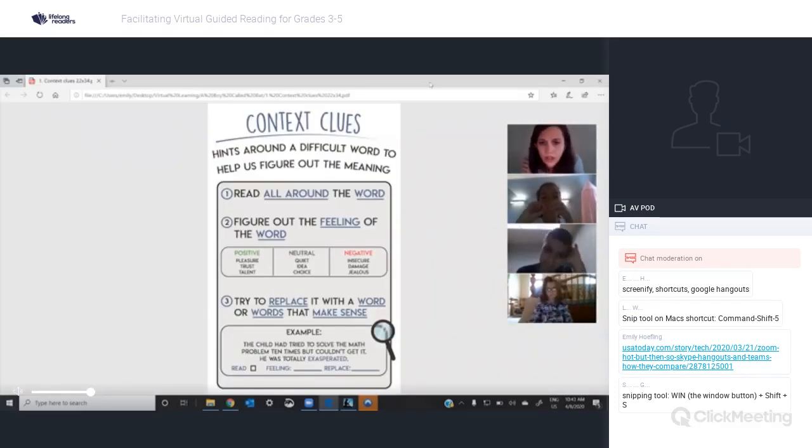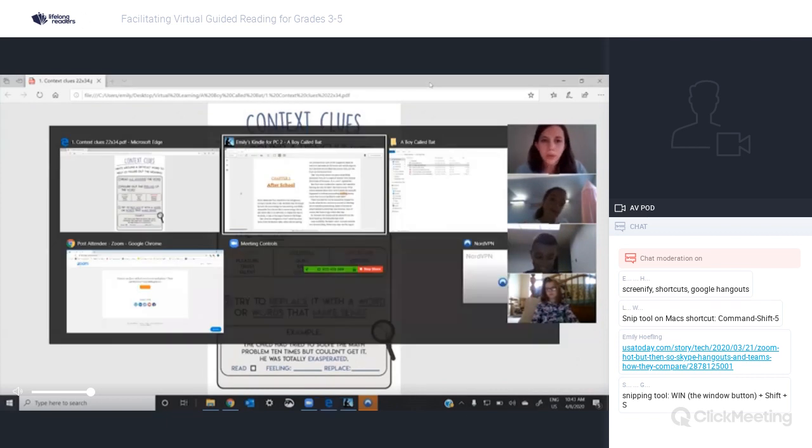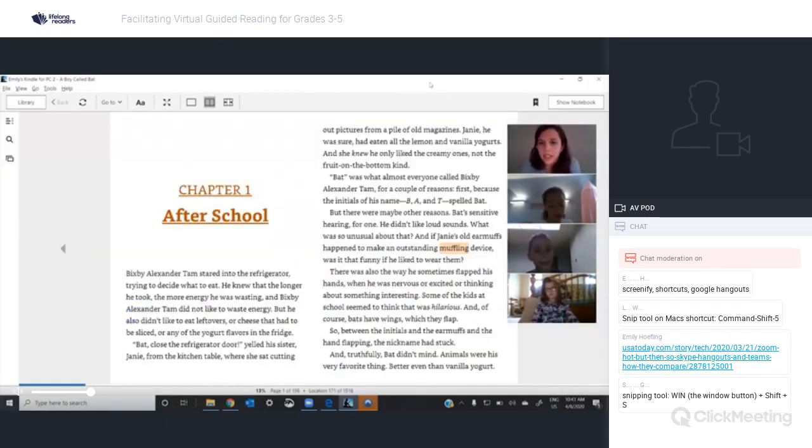Jack, number three? Try to replace it with a word or words that make sense. Okay, so we have to go back in here. And as you look in here, in your mind, you try and replace the word muffling. It can be with one word. It can be with a lot of different words. Okay. Cecilia, read us the context again. Read us what you read.